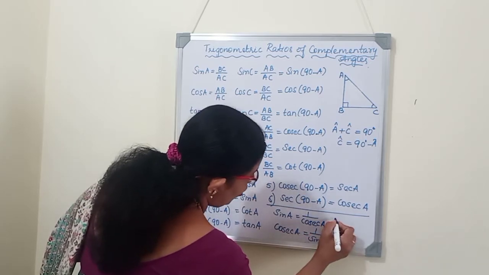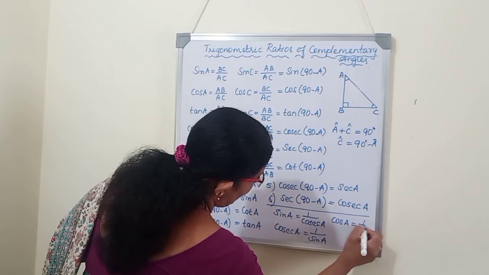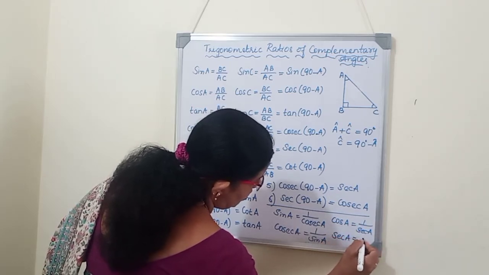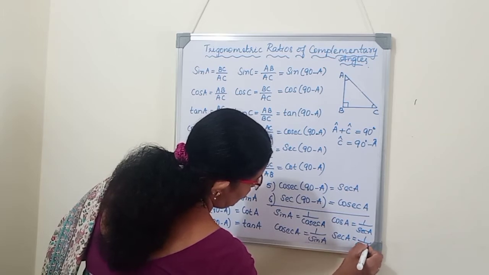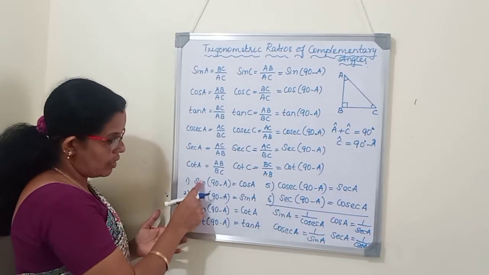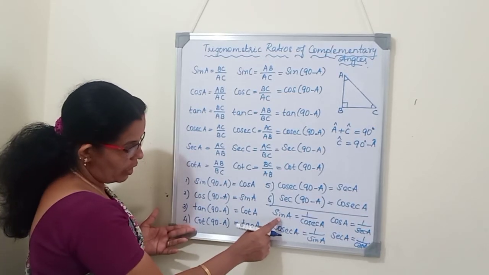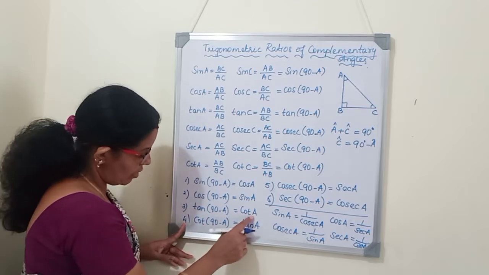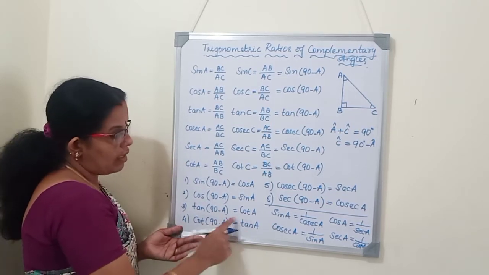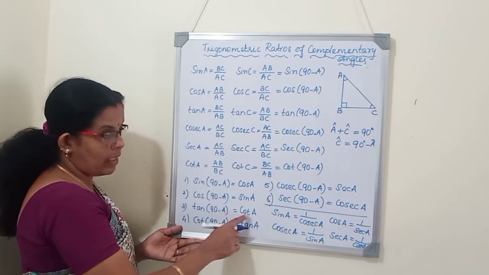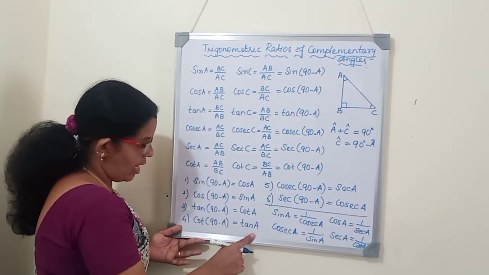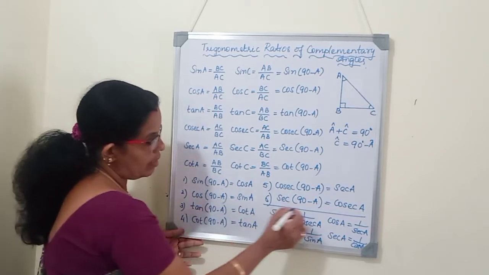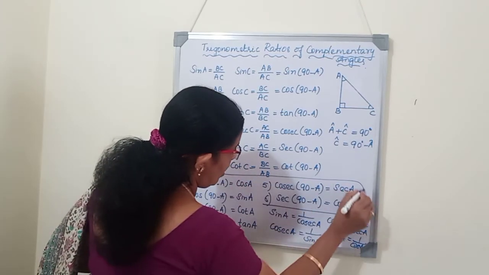Same way, cos A is 1 by sec A and sec A is 1 by cos A. So here sin and cos are related angles, but in this reciprocal ratio sin and cosec are related. So tan as it is, tan 90 minus A is cot A, cot 90 minus A is tan A. There in reciprocal ratios tan A is 1 by cot A and cot A is 1 by tan A. So don't confuse these reciprocal ratios and these formulas. So these are the 6 complementary angle formulas.